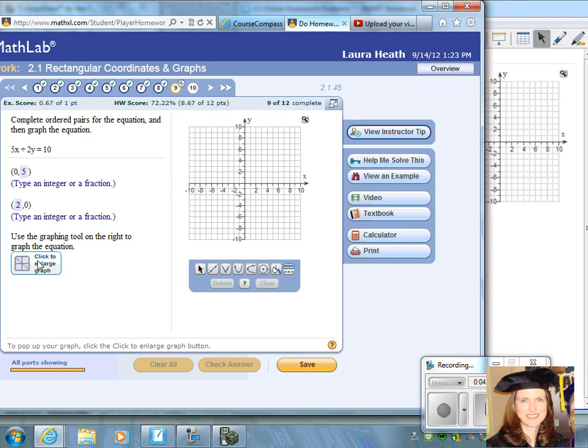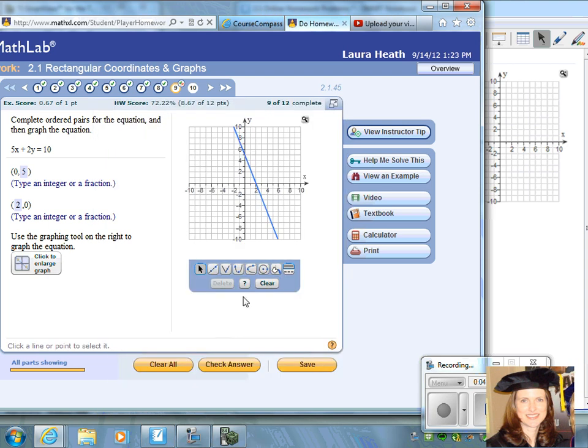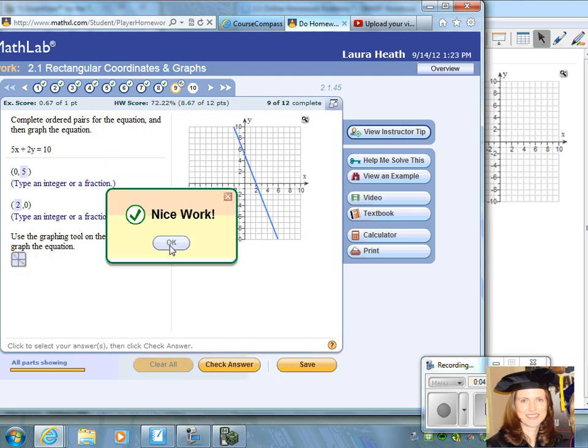We can either click here or there to graph those 2 points. Using the line tool, I'm going to find the point with coordinates 0, 5, and then the other point 2, 0. Save it and check your answer.